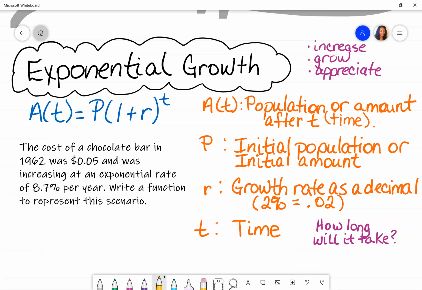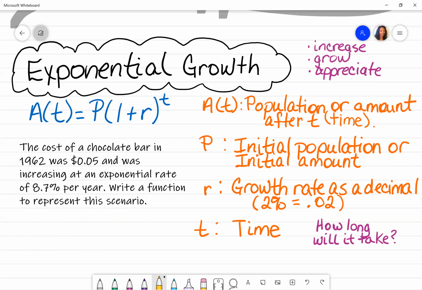So R would not be 8.7%. Using the method I just told you, you move your decimal over 2 places. So if it's already after the 7, you move it over 1, 2, and then you place it there and put a 0 in front and do not use the percent sign anymore. So it would be 0.087 for my rate in this example.